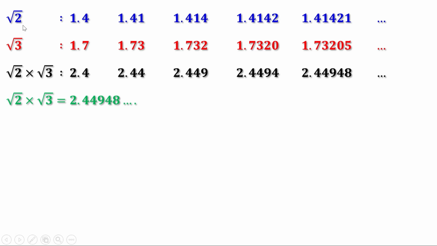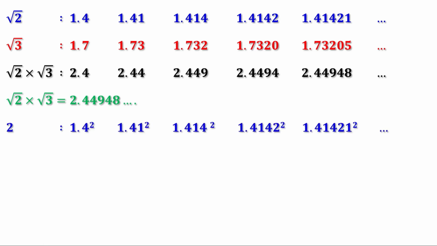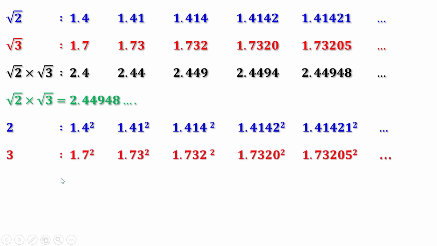Now we know 1.4, 1.41, 1.414, etc. get closer and closer to root 2. Therefore, its squares get closer and closer to 2. That is 1.4 square, 1.41 square, 1.414 square, etc. get closer and closer to 2. Similarly, 1.7 square, 1.73 square, 1.732 square, etc. get closer and closer to 3. 2 into 3 is 6. Therefore, multiplying these two, we get numbers getting closer and closer to 6.